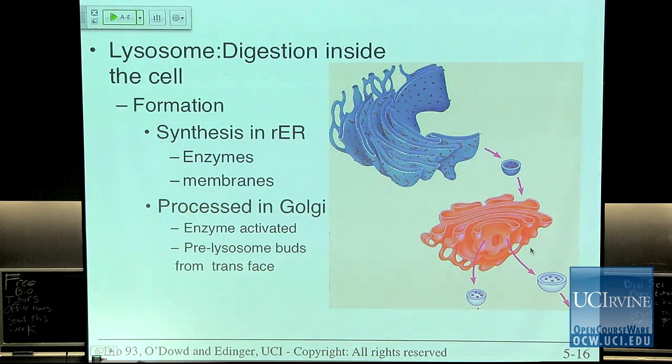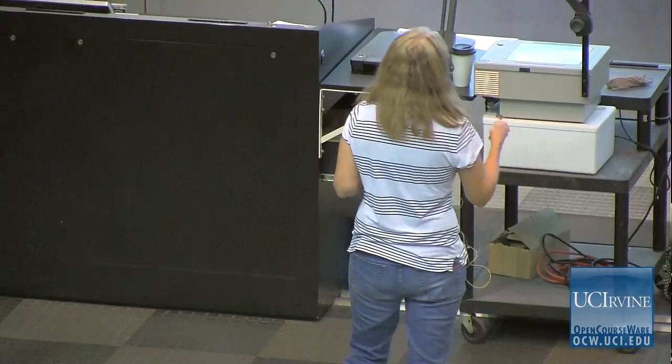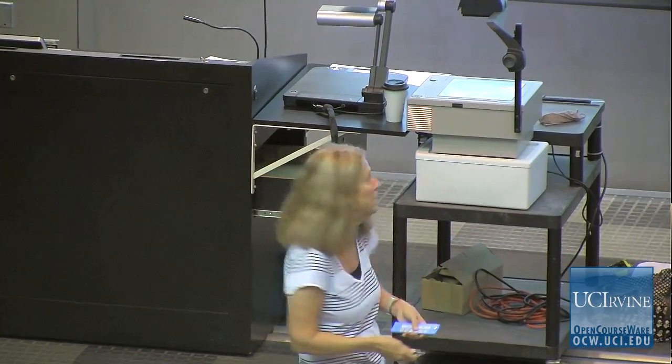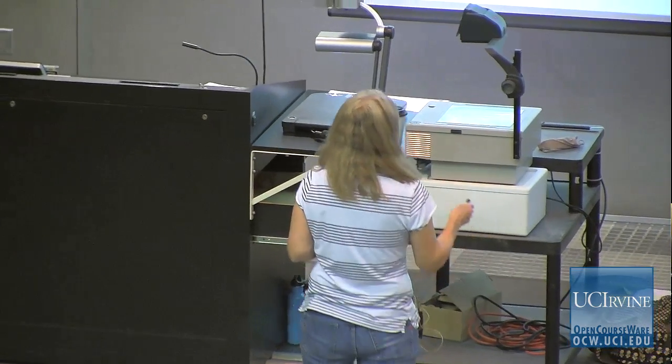Final organelle is the lysosome, which is the organelle that's involved in digestion within the cell. It is basically synthesized in the rough ER, and this goes to one of your classmates' questions earlier. Membrane proteins that are enzymes that are important for actually digesting things inside the lysosome are made in the rough ER and put into the membrane. Also, membranes are made here as well, right? So the phospholipid bilayers, because the vesicle that forms in the rough ER is actually transported to the Golgi, where enzymes are activated and a pre-lysosome buds from the trans face.